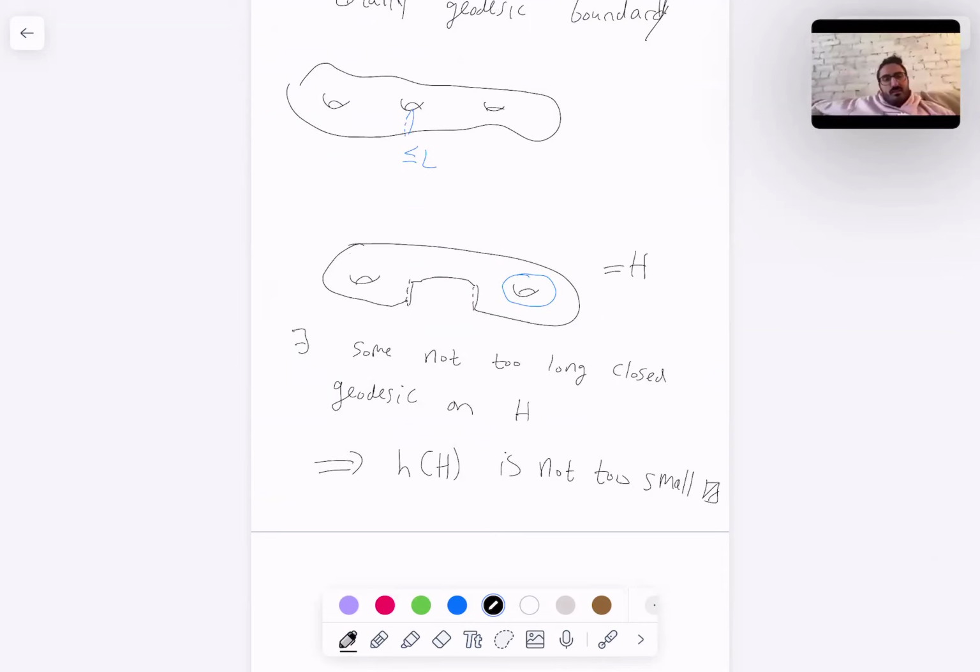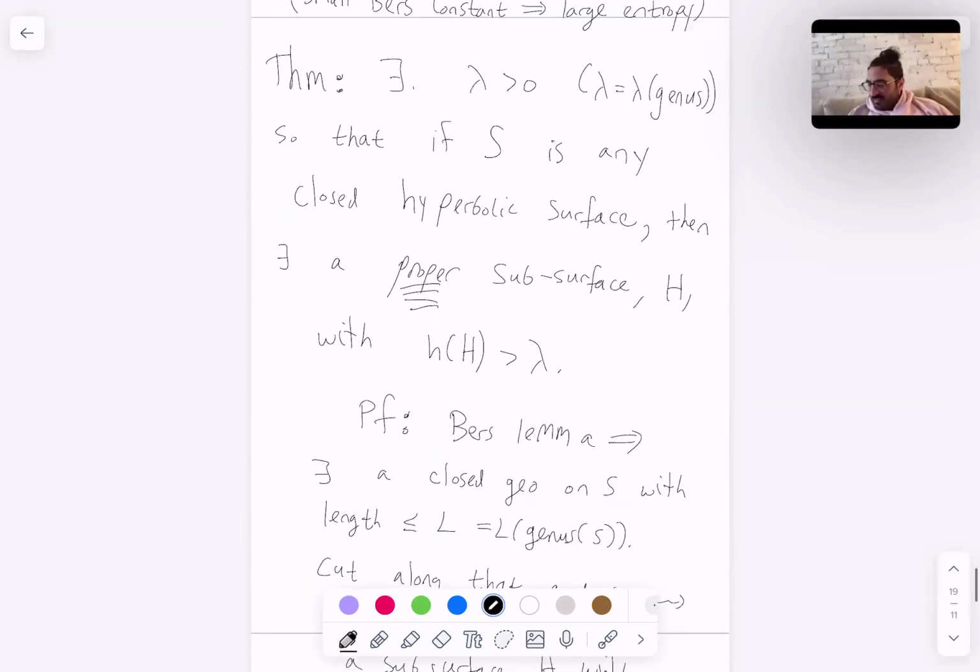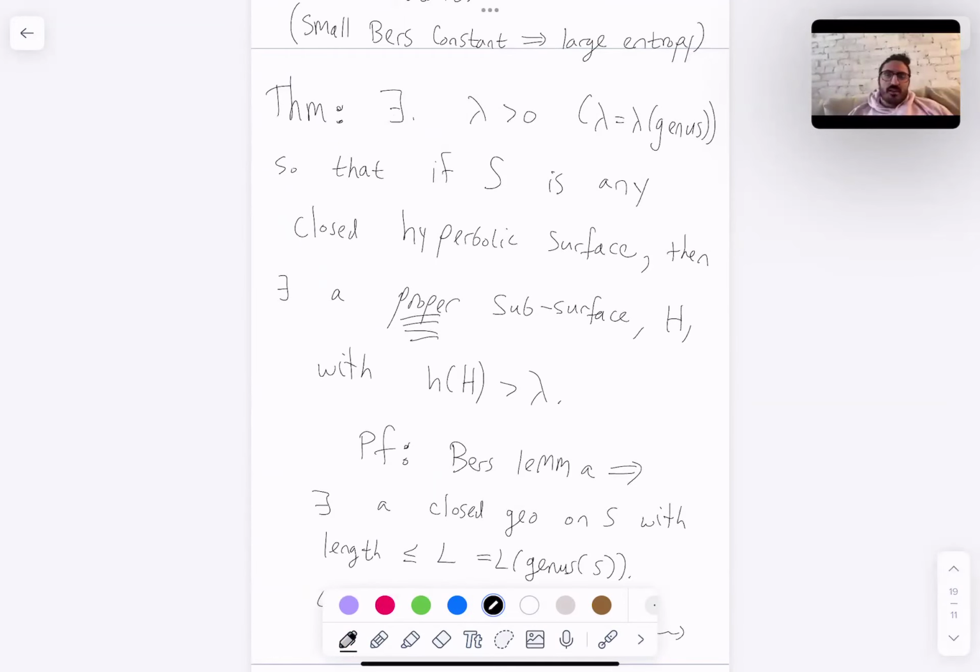Okay. So all of this comes together to prove this theorem in hyperbolic geometry, and it's the precise statement that we're trying to address in the setting of metric graphs.